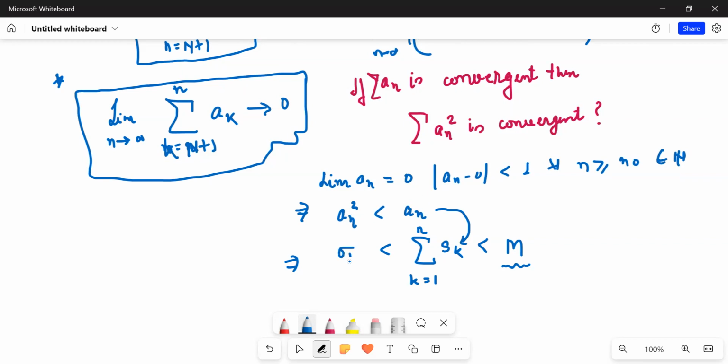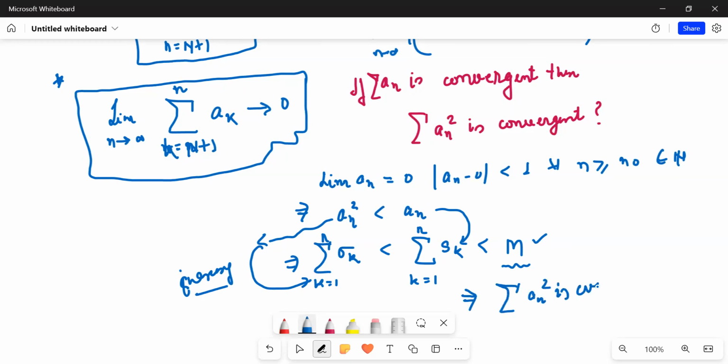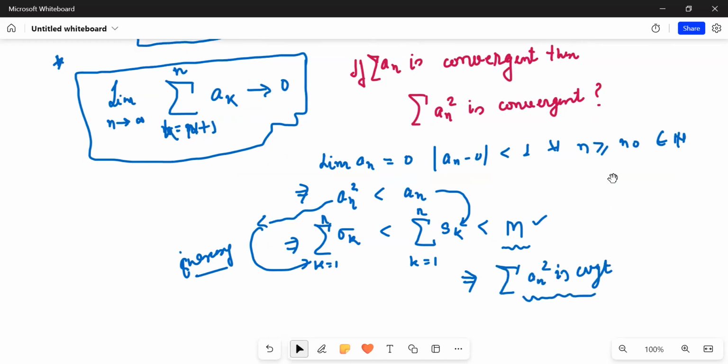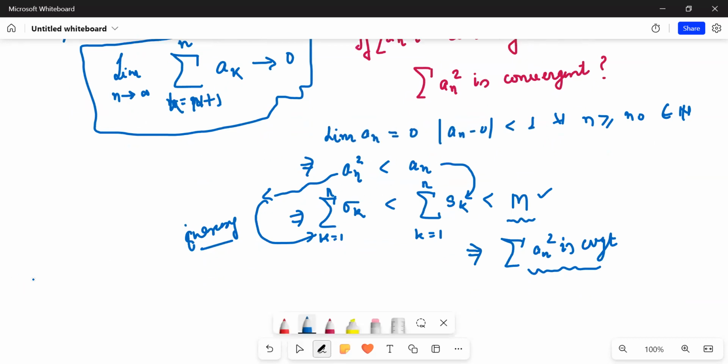It implies that, corresponding to this, let's say the sequence of partial sums is sigma k. This is also a positive term series, so the sequence of partial sums associated with it would be an increasing sequence. That summation an square is convergent. Later on, we're also going to see a comparison test.